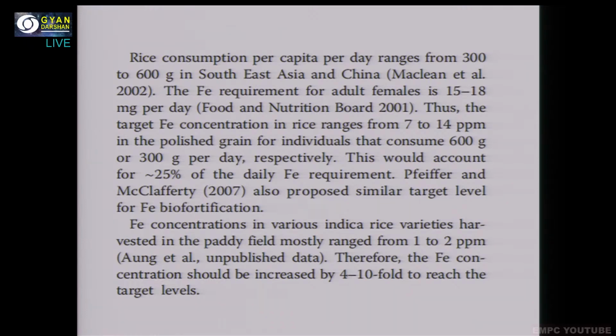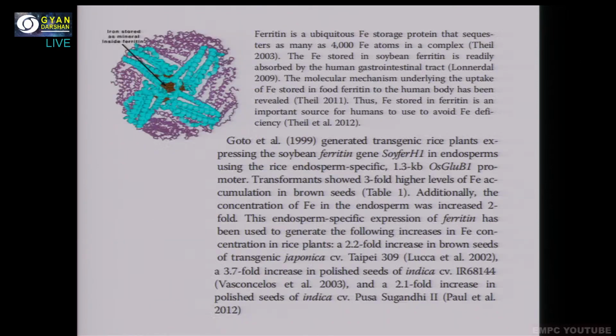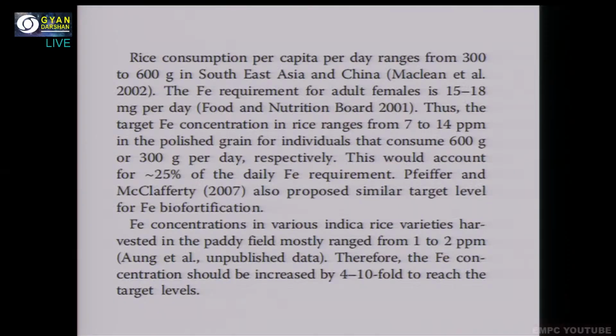Another example is high iron rice. Why iron? Because iron is also a micronutrient in which the human population has a lot of deficiency, particularly women who suffer from anemia because of poor iron levels in foodstuffs. If you see, rice consumption per capita per day ranges from 300 to 600 gram in Southeast Asia, and the iron requirement for an adult female is 15 to 18 milligram per day. The target iron concentration in rice ranges from 7 to 14 ppm in the polished grain for individuals who consume 600 gram or 300 gram per day respectively.